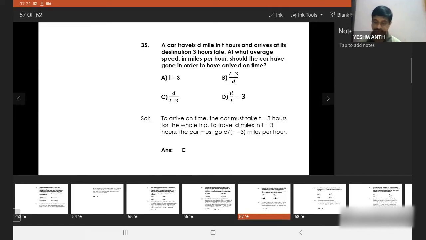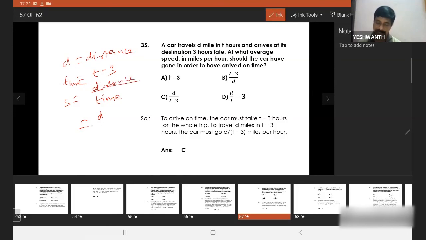So, what is that? We need to take distance is D and time is T minus 3. So speed is what? Distance by time. So this is distance is D by time is T minus 3. So this is the answer. So option is C.